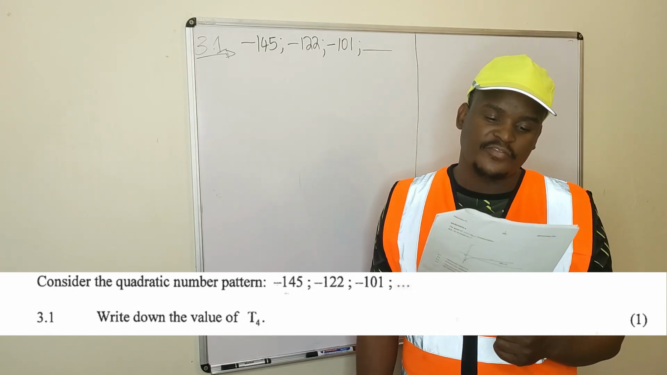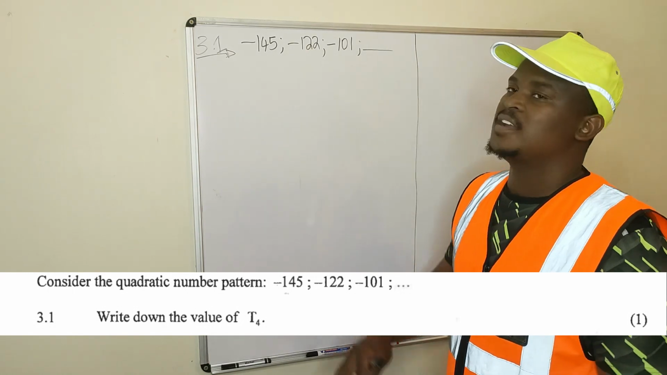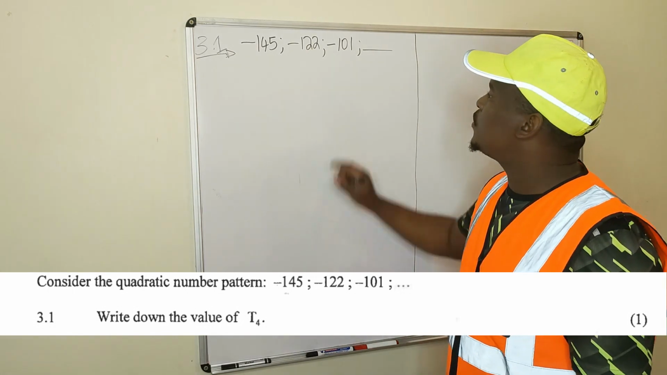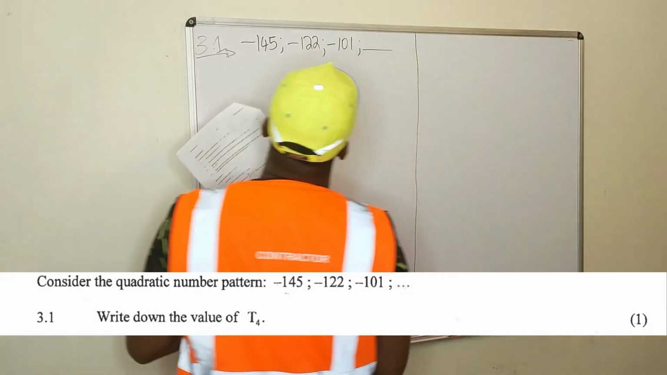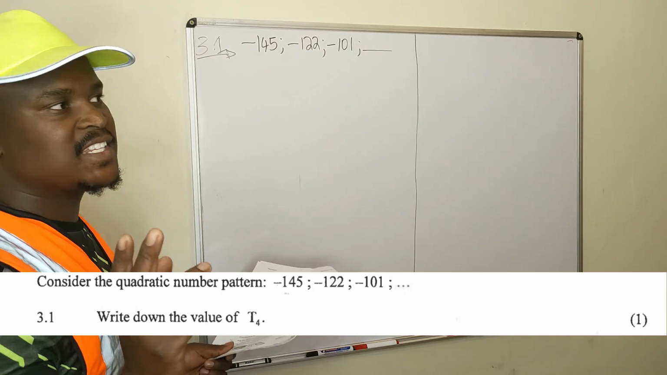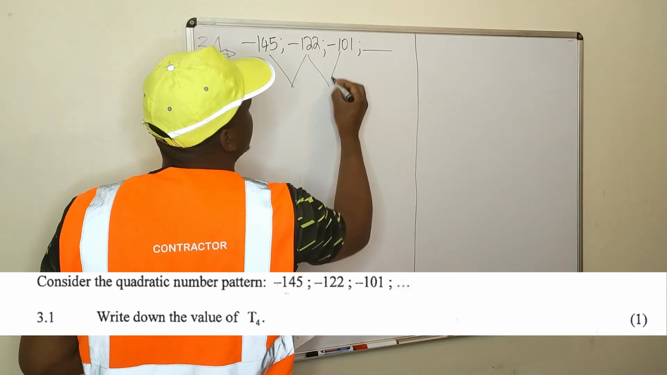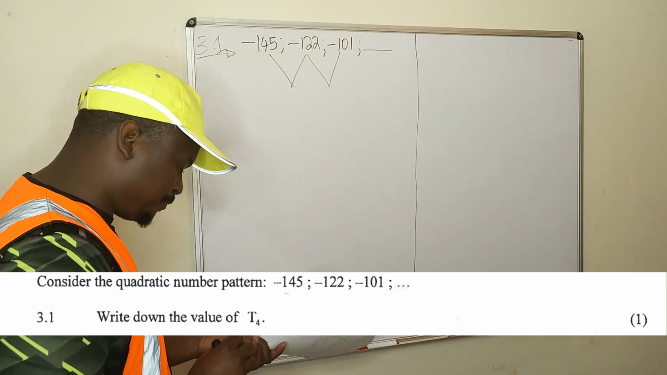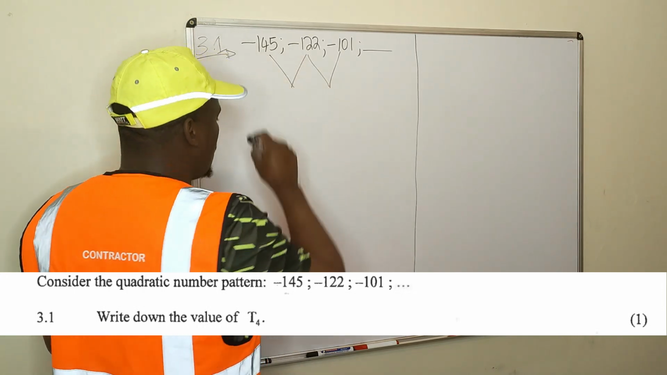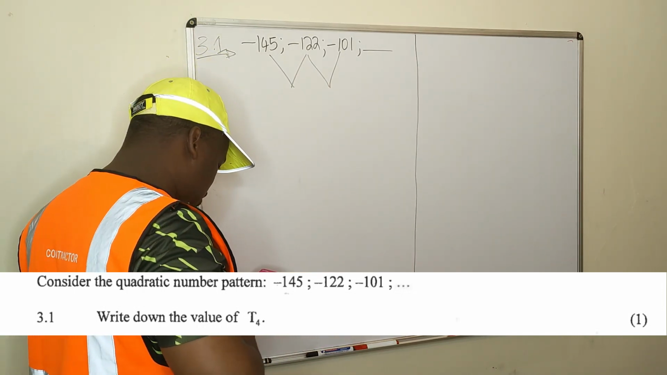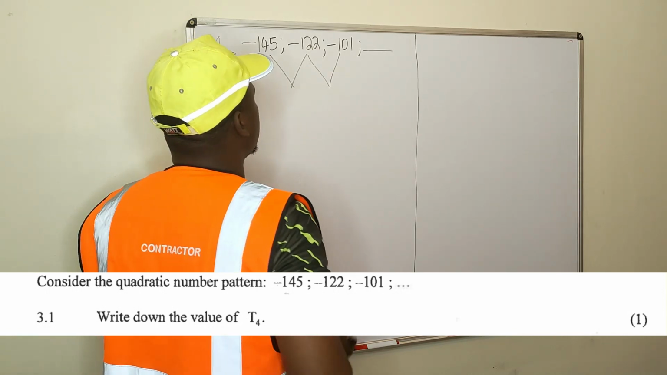3.1, write down the value of T4. They have given you 3 terms. They want you to find the value of the 4th term, right? How do you do this? Okay, it's a quadratic pattern, so it has a second common difference. So we'll find the differences between the terms. Say, minus 122 minus negative 145, that is plus 23, right?